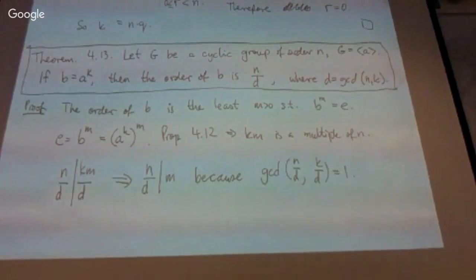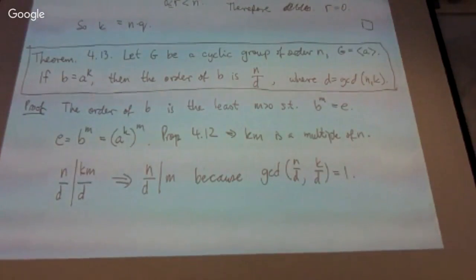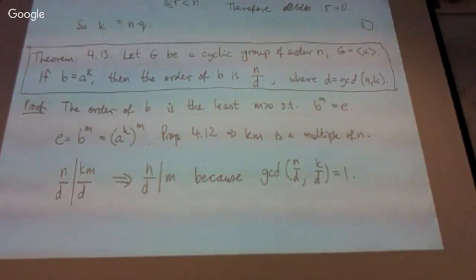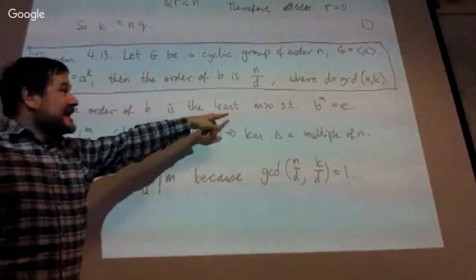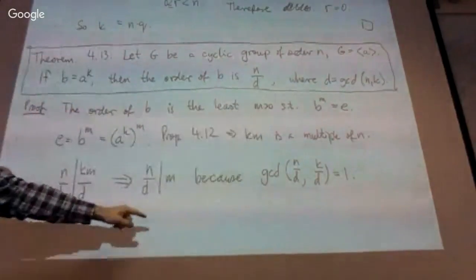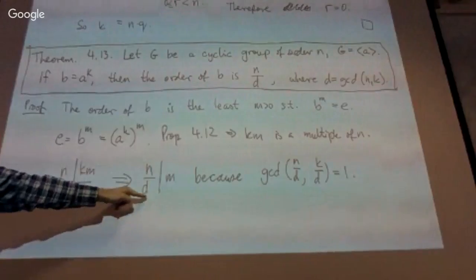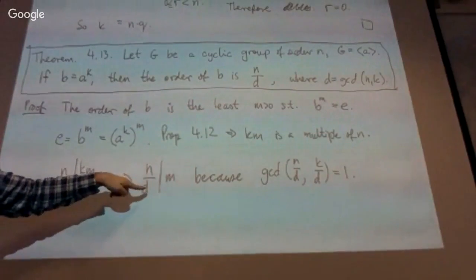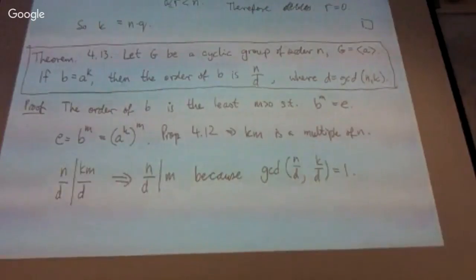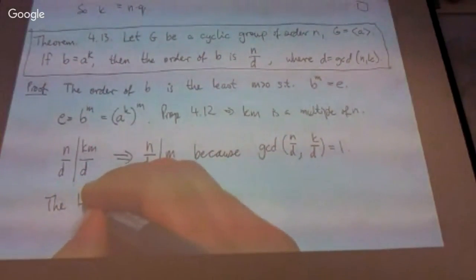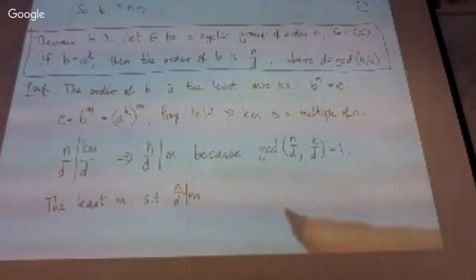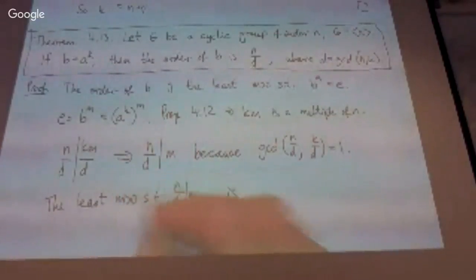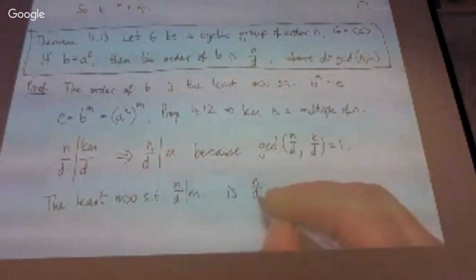Oh, now we haven't finished yet. Okay, so we have n over d divides n. Now we're looking for the least positive m that is a multiple of n over d. The least positive m which is a multiple of n over d is n over d itself.